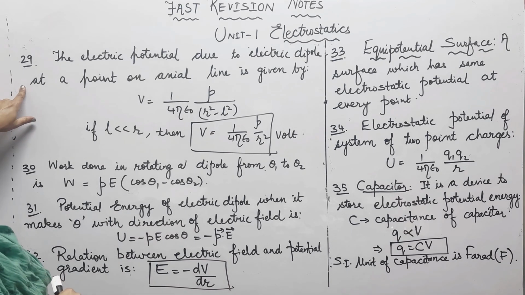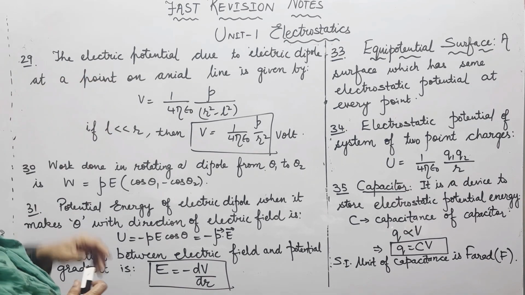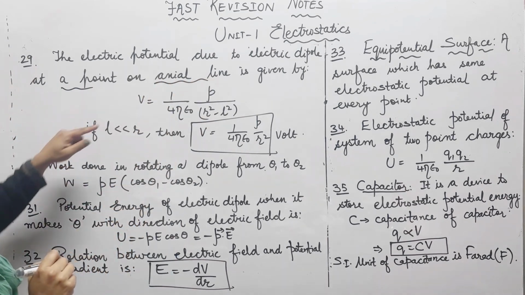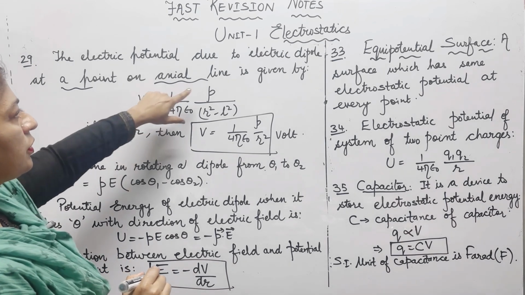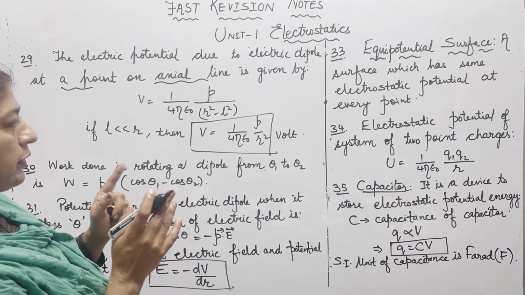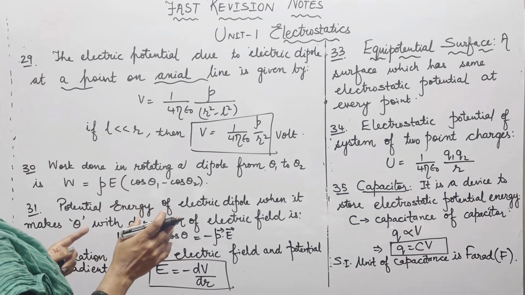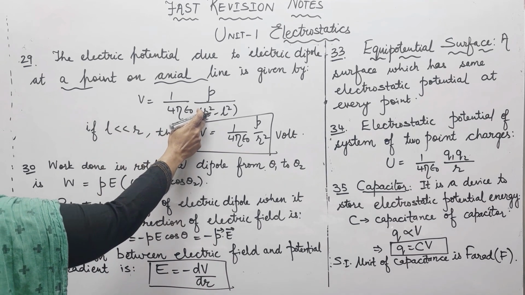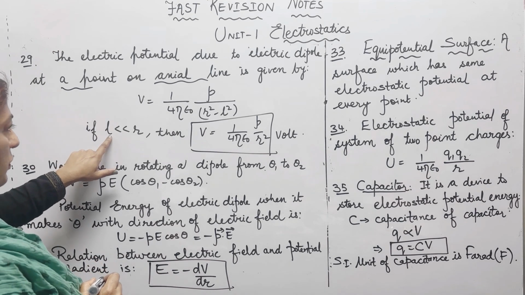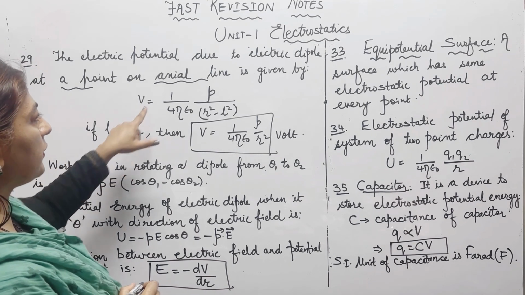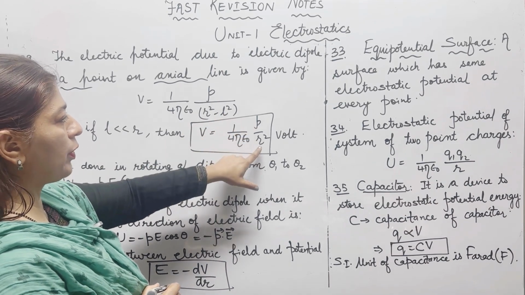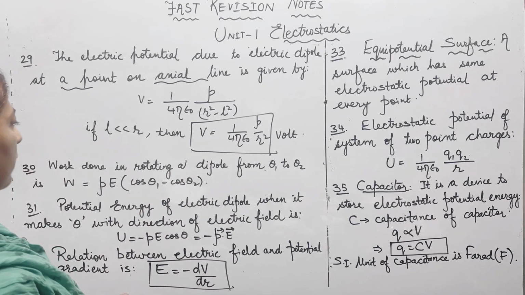Now the 29th point is about the electric potential due to an electric dipole at a point on the axial line. That is given by 1 by 4 pi epsilon naught, dipole moment P divided by r square minus L square. 2L is the distance between the two charges of the dipole, and r is the distance of the point on the axial line. If L is very much less than r, then the above relation reduces to, L square can be neglected, P by r square, with the constant 1 by 4 pi epsilon naught with it.